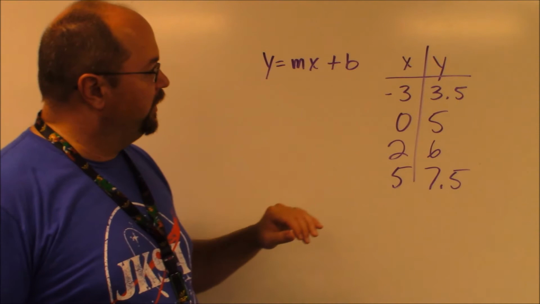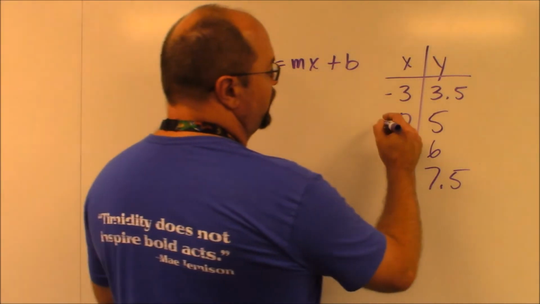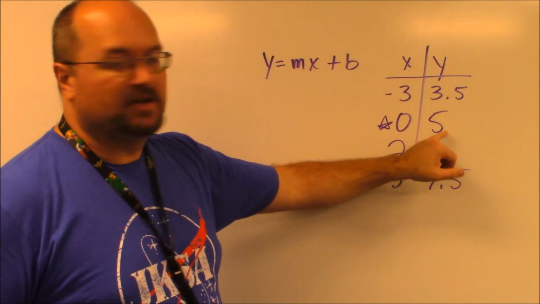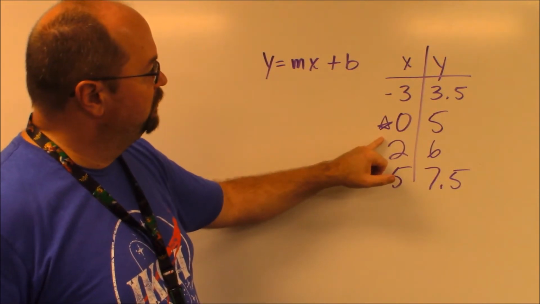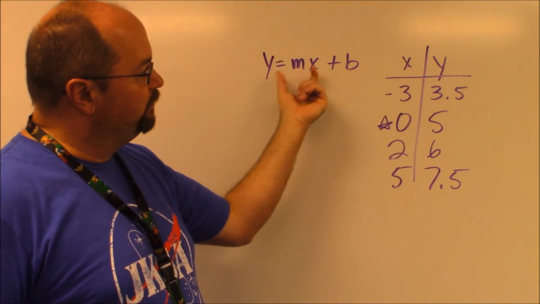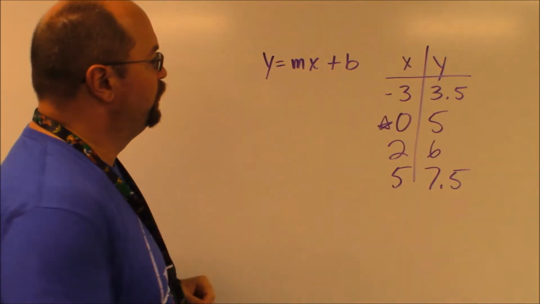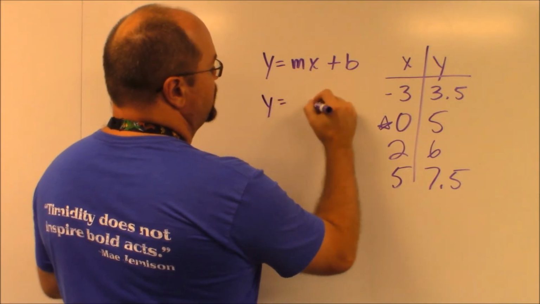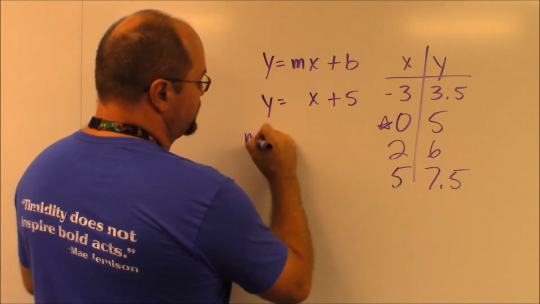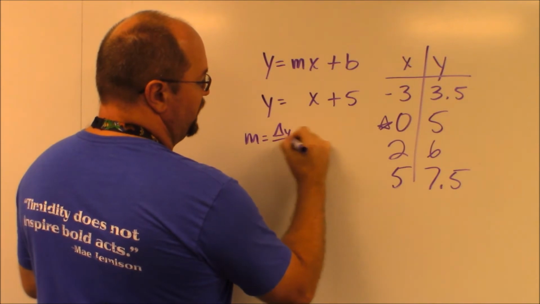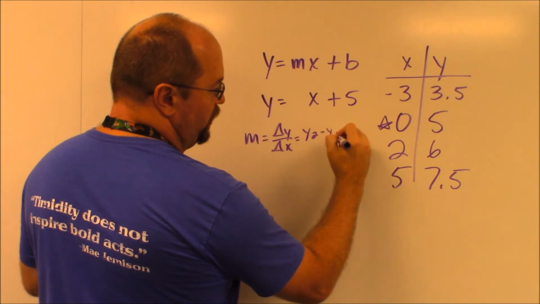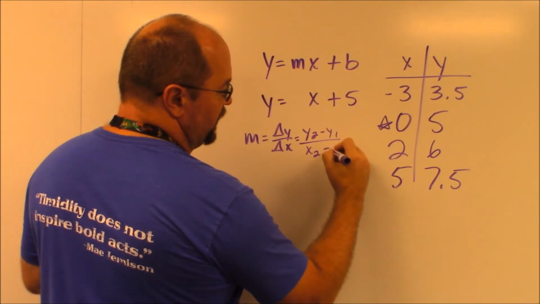So let's start with, and we're quite fortunate because we're given when x is 0, so we know that our y-intercept is going to be 5, because when x is 0, doesn't matter what our slope is, when we multiply that by 0, that's going to give us 0, and then we're just left with whatever the y is. So now we just have to figure out what our slope is. And remember, our slope is our change in y divided by our change in x, which is y2 minus y1 over x2 minus x1.